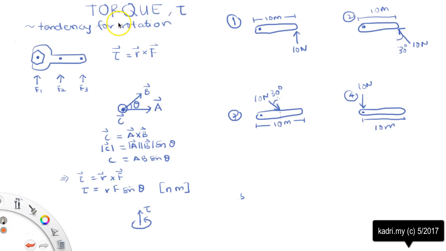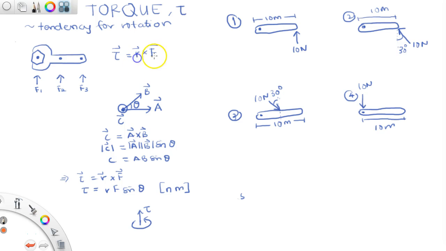Okay, in this video we will learn about torque. Torque, T-O-R-Q-U-E, is represented by tau. So what is torque? Torque is a tendency for rotation, and it is defined as the cross product of distance and force.